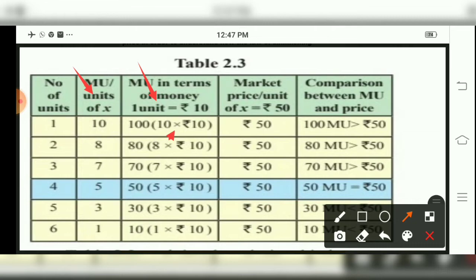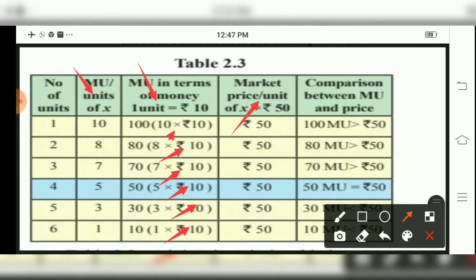That is, we have to convert that unit into money. So 10 multiplied by 10 is 100. 8 multiplied by 10, 80. 7 multiplied by 10, 70. Then 5 multiplied by 10, rupees 50. 3 multiplied by 10, 30. And 1 multiplied by 10 is 10 rupees, children. That means we have converted marginal utility in terms of money, and we already know that the market price of every unit of the commodity is rupees 50.